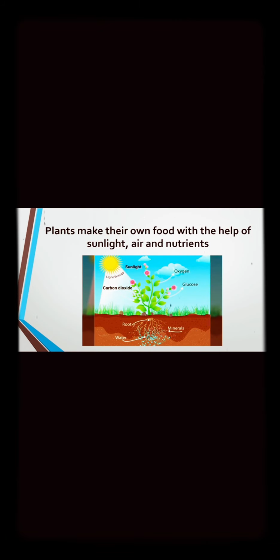Now comes the most important part of our food system, that is plants. How do plants make their food? Plants make their own food with the help of sunlight, air, and nutrients. They collect nutrients from the roots and from the soil, like minerals and water. Sunlight is very important for making food, and the air they use is carbon dioxide.